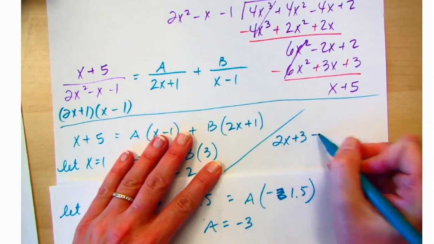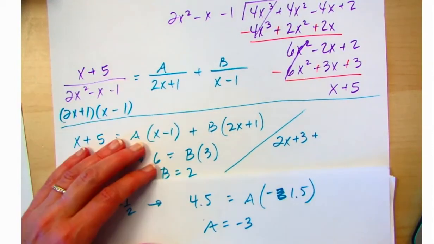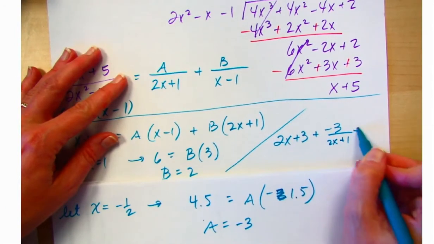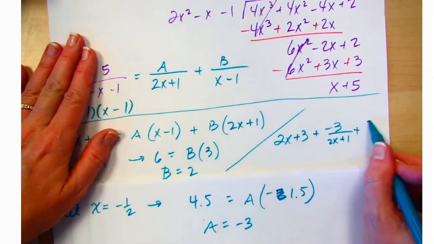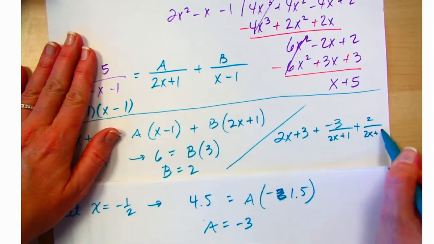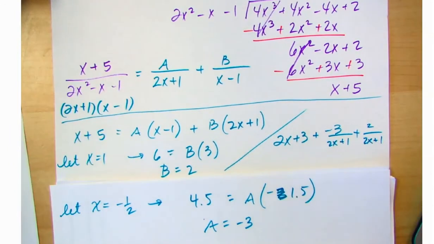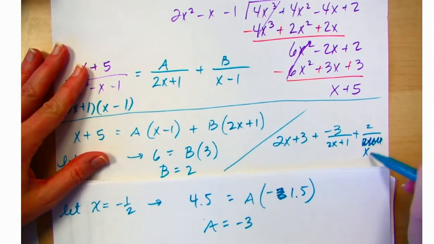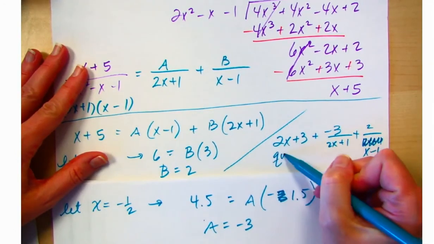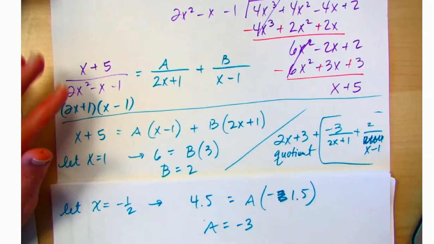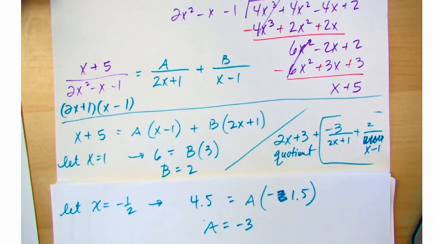2x plus 3 plus a over 2x plus 1, so negative 3 over 2x plus 1, plus b, which is 2 over 2x plus 1. This is our full answer here. Did I miss one? Oh, minus 1. Thank you. There we go. So we've got quotient, and then this is the decomposed remainder broken into pieces. So quotient plus broken up remainder. There you go.